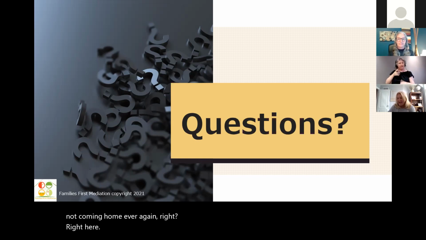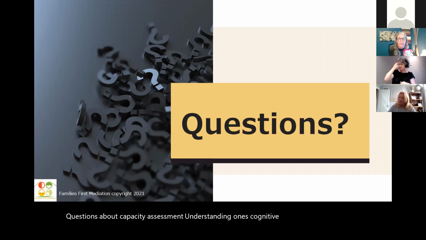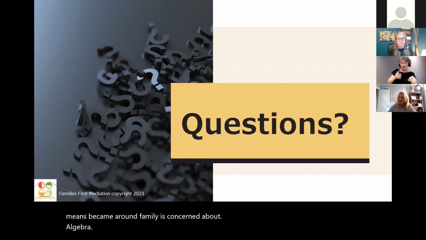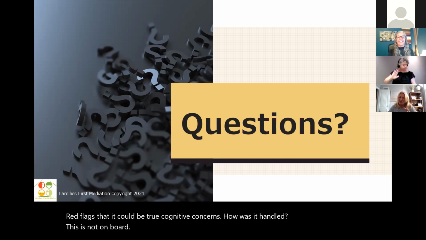Perfect, thank you. Lots of questions about capacity assessments and understanding one's cognitive capabilities. So the themes came around if the family is concerned about raising red flags to their elder mediator, if perhaps the elder mediator themselves is seeing red flags that there could be some cognitive concerns. How is it handled? And what if one of the family members is not on board with having a capacity assessment done? So a lot of questions in that question.